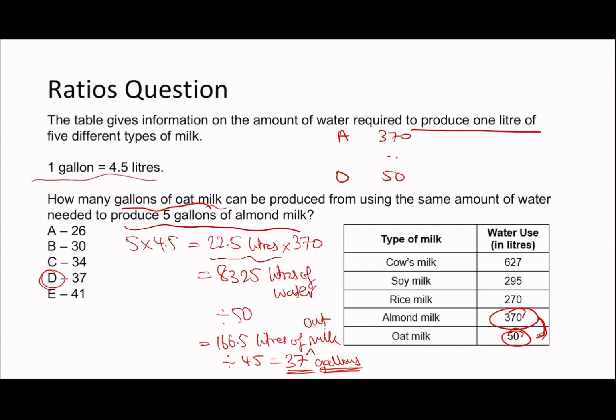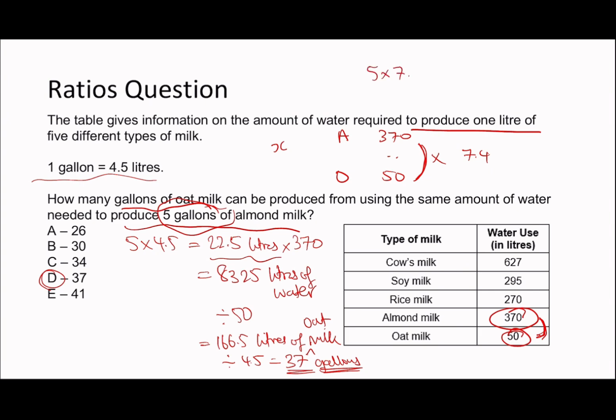But if you do 370 divided by 50, you get 7.4. So it's basically telling you that almond milk requires 7.4 times the amount of water. Does that make sense? You need 7.4 times the amount of water to make almond milk as you need to make oat milk. So if you can make 5 gallons of almond milk with a set amount of water, let's call the water X, then you'll be able to make 7.4 times the amount of oat milk.